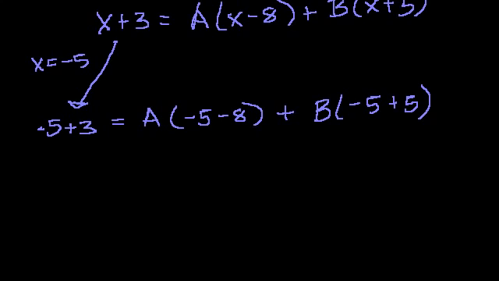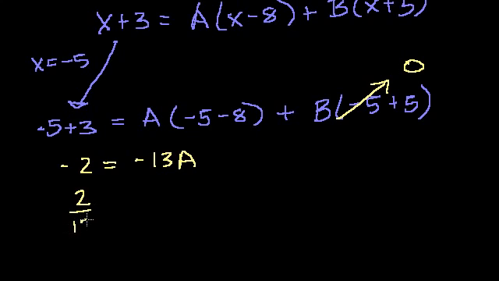So then you get, minus 5 plus 3 is minus 2, is equal to, what is this? Minus 13a plus, this is 0, right? Minus 5 plus 5 is 0. 0 times b is 0. And then you divide both sides by minus 13. Well, negatives cancel out. You get 2 over 13 is equal to a.